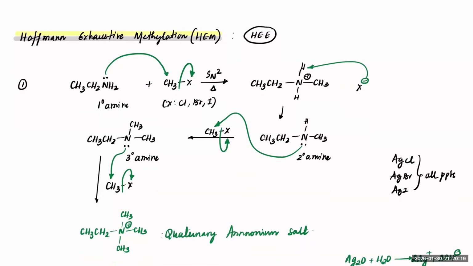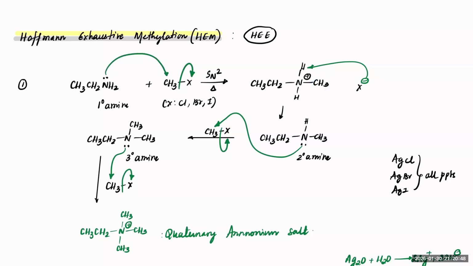Suppose you have a 1-degree amine. The lone pair present on this nitrogen can push the electrons towards this methyl halide and remove this X minus simultaneously. This kind of simultaneous attack and removal is called the SN2 mechanism. So the attack and removal will happen, and that will give you methyl substitution.